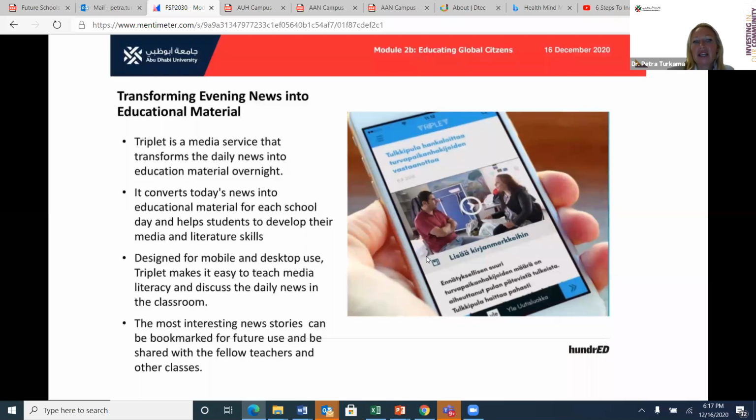This is an app for transforming events or evening news into educational material. This is an app, Triplet, which really does what we mentioned here already, using real-life context. We can look into the latest news, let's say about COVID or some changes in the laws here in the UAE, and then we can bookmark it, use it in class, and start to really build on that. Having the students work on the latest news also helps them with critical thinking, source criticality, and thinking about the kinds of sources of knowledge.